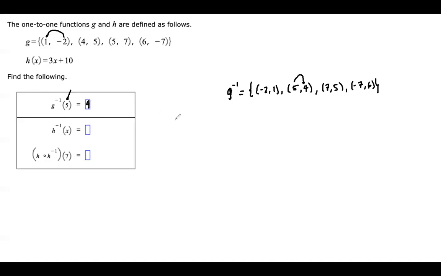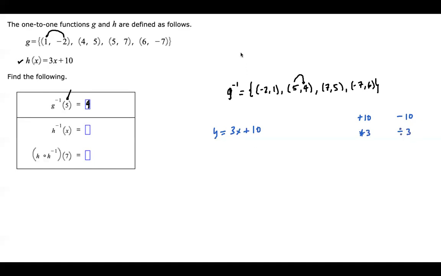And to get the inverse function of h right here, we're going to start by writing it as y equals 3x plus 10. You can try to figure this out without doing any calculations. If this is adding 10, you will expect the inverse function to subtract 10. And if this one has a multiplication by 3, you can expect a division by 3.